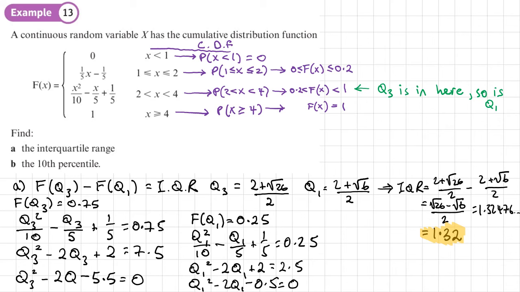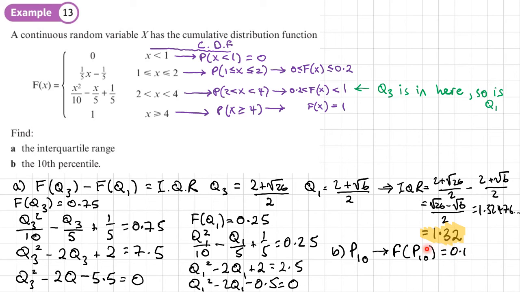Right. So part B, we're going to work out what the 10th percentile is. So P10 is where the CDF is going to equal 0.1, because basically that's going to be 10 over 100, like the n over 100.